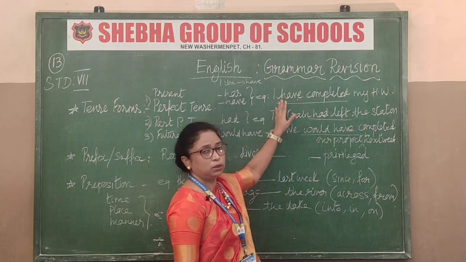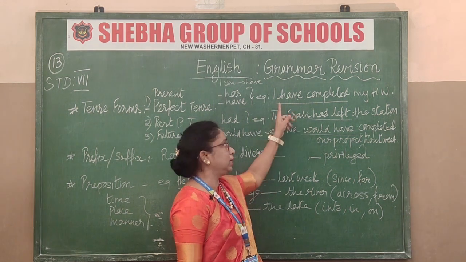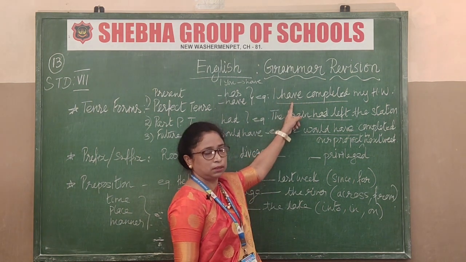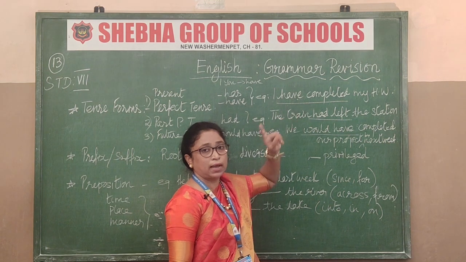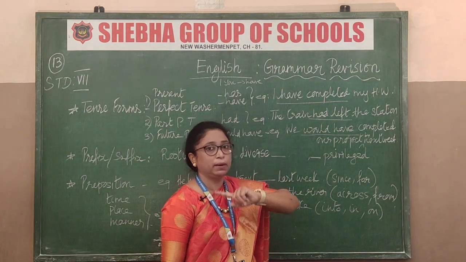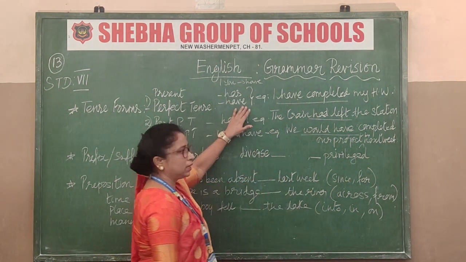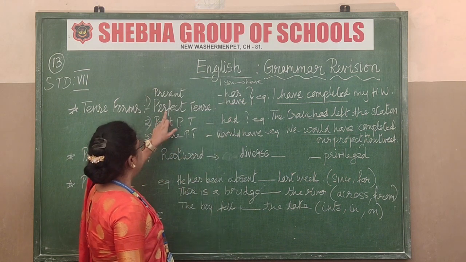I have completed my work. Got this now? This is the answer. Don't make a mistake. I should not be followed by has, it is followed by have. It should be followed only by have, not by has. Okay. So till now you understood that.